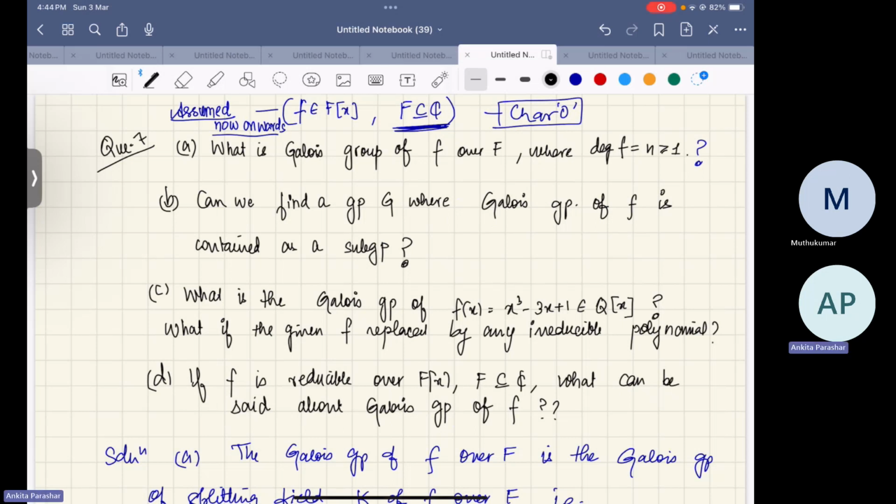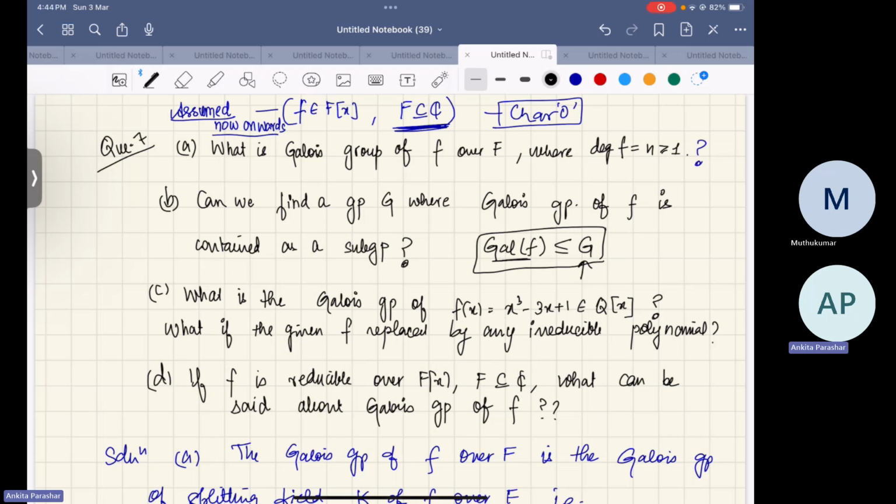So, okay, let me just tell what I want to say. The Galois group of f is contained in G. Can we find this G where we know that it always sits there? That if K is the splitting field of f, then capital G is Galois of K over F.